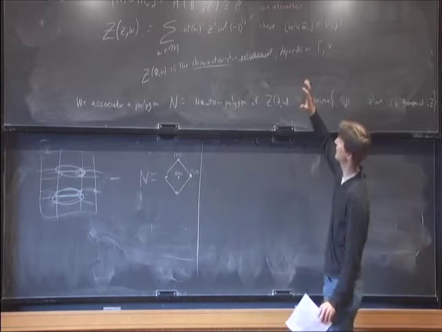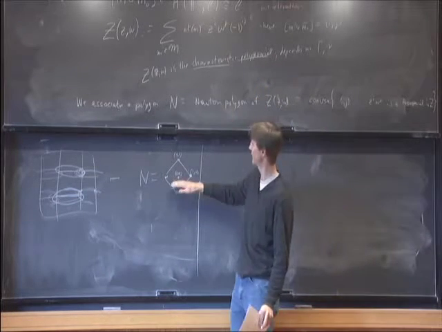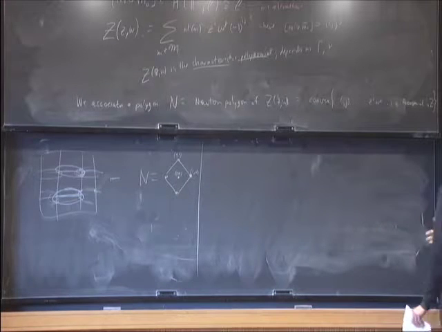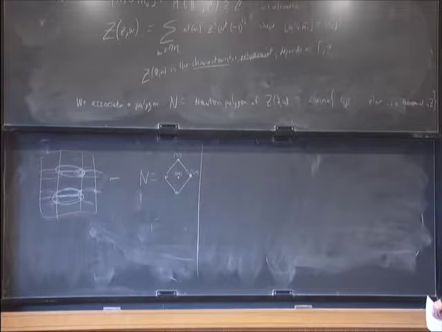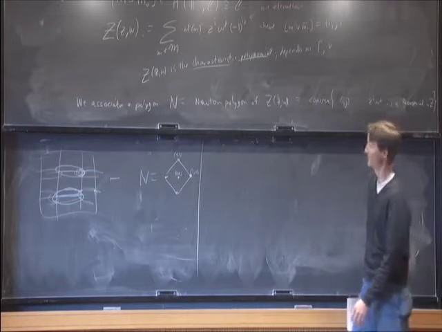So now at least you understand, if I have a graph on the torus, I can make this polynomial and get its associated polygon. And the way back is, well, if I have time, I'll tell you some more about that later.